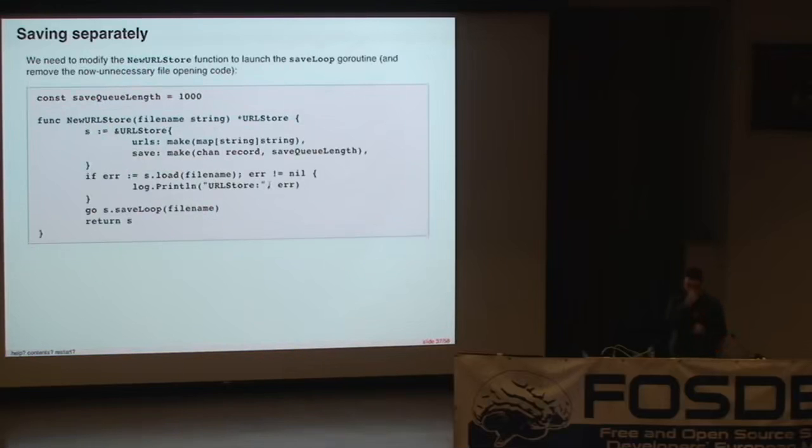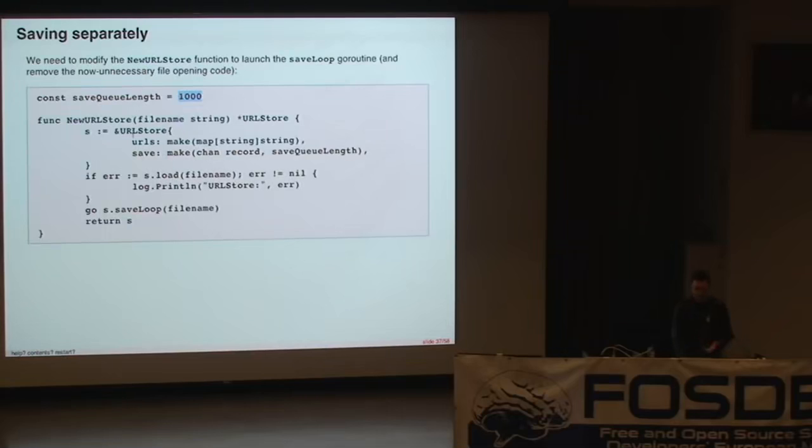And so the final thing is we need to modify the new URL store so that it kicks off the save loop in another goroutine when the URL store is initialized. And so we create a constant save queue length, which is the internal buffer length of our save channel. And so we can have up to 1,000 URLs being saved before puts will have to wait for the buffer to clear.